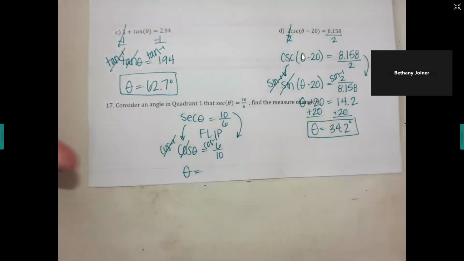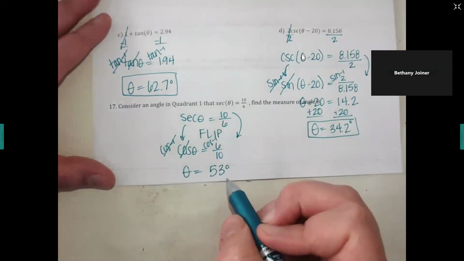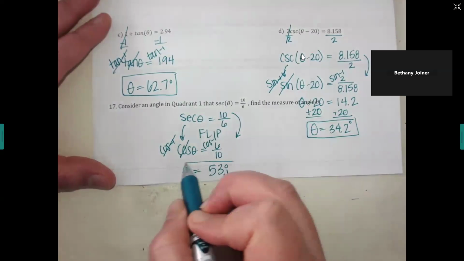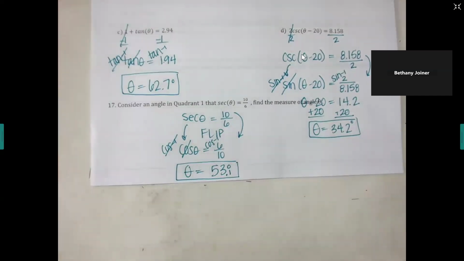And I got 53 degrees. 53.1 technically. So 53.1, and then that's like a little degree symbol. Sorry, it looks ugly. Okay.